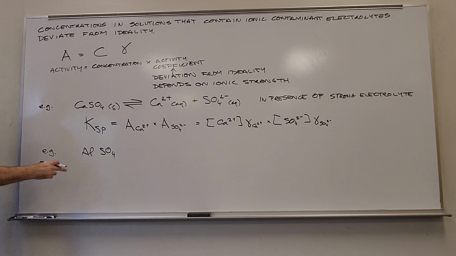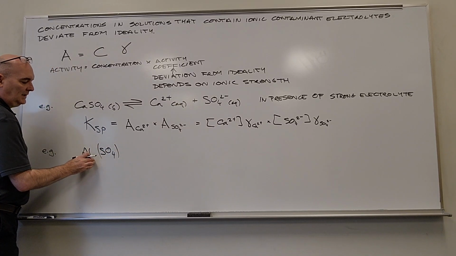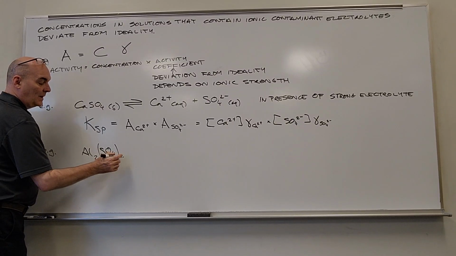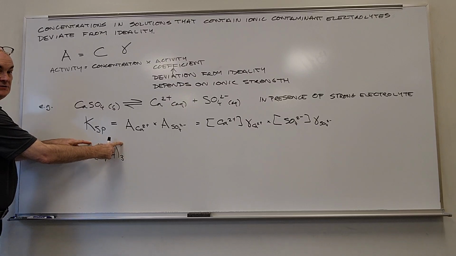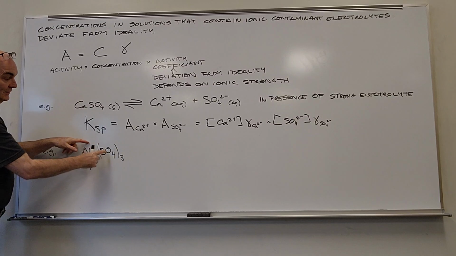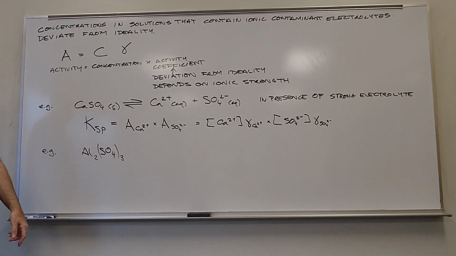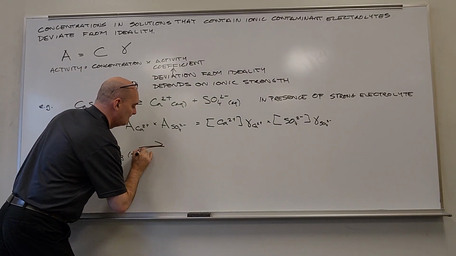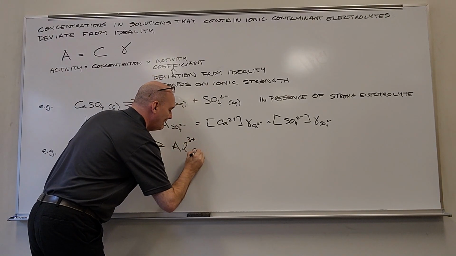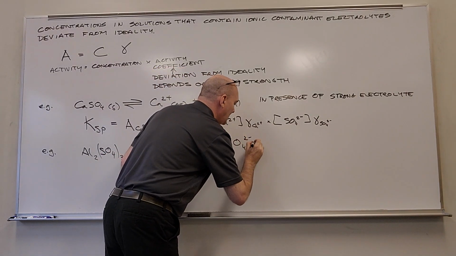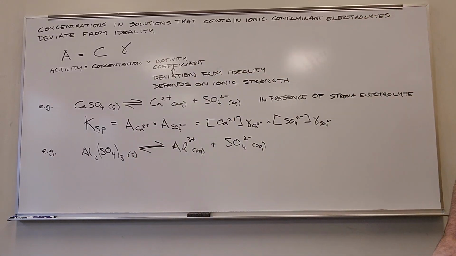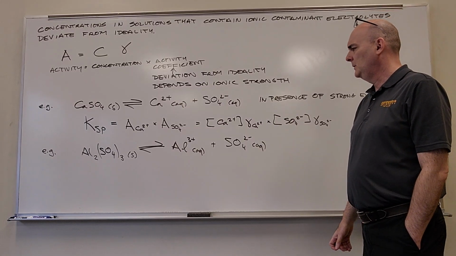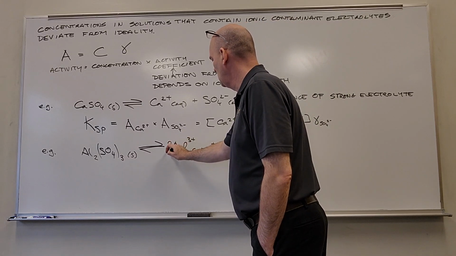You have Al, that's an Al, 3+ and 2-. So 3 and 2, I'm going to need to make this be 6 pluses and make this be 6 minuses. That's a 3+ and a 2-. You just move the numbers. Your 2 goes here, and your 3 goes there. Aluminum and sulfate. How many aluminums? 2. How many sulfates? 3.